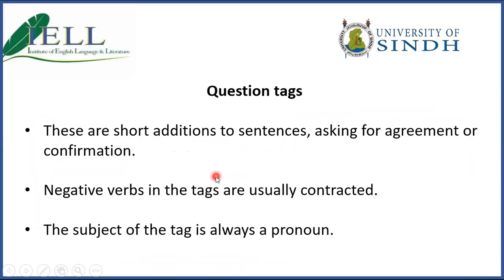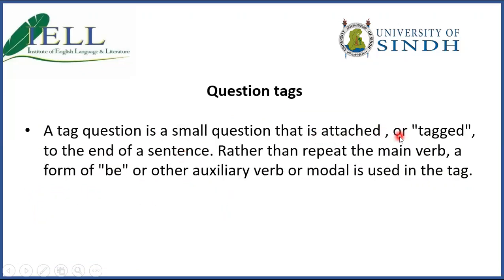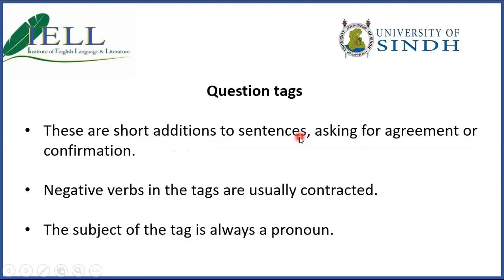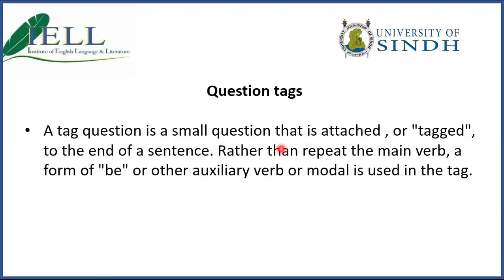So we see here the statements that we discussed. The definition is now clear. The latter part is attached or tagged at the end of the sentence. Such sentences, in which there is a statement and then an attached question, are called question tags or tag questions. Rather than repeating the whole question, like in the example "Snow is white," we are not saying "snow is white or is snow white." We are not repeating the whole statement; rather, we are adding this small contracted form to make it a tag question.